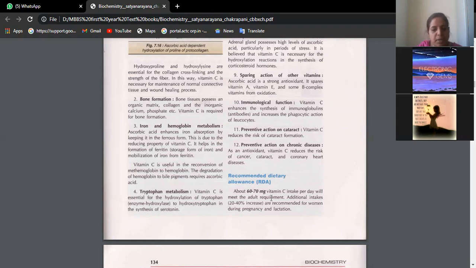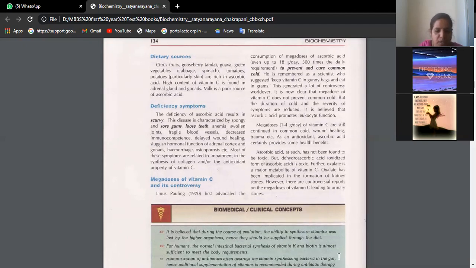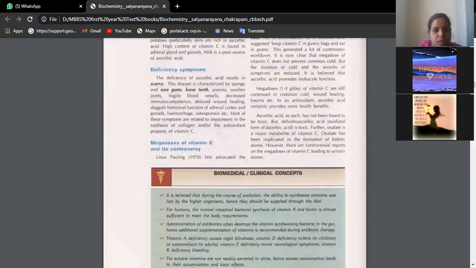60 to 70 milligrams. So deficiency disorders, as was just told, it leads to scurvy, that is bleeding gums, loose teeth, and fragile blood vessels. So bones also may become weak, osteoporosis. Clotting factors may not be formed properly because of which hemorrhage, cataract, all those things you can write. Okay, beta? So that is for vitamin C.